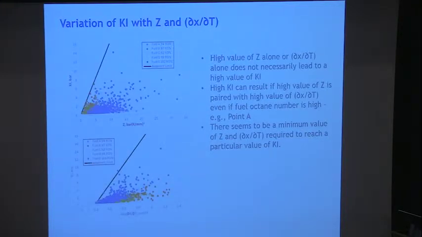So this is the point. A high value of Z alone or dx by dt alone does not necessarily lead to a very high intensity knock. This can result if these two are paired with each other at high values. For example, where is the point A? I think it's one of these points here. Anyway, this is the main message.